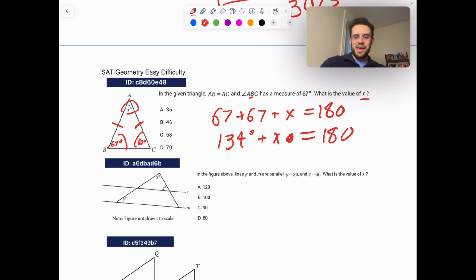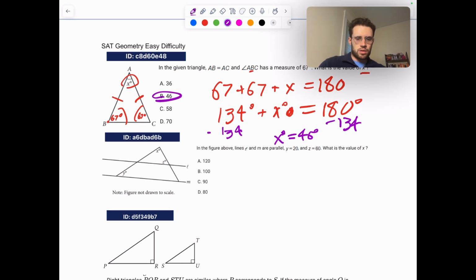All right, well, 134 plus x equals 180 degrees. So we can subtract 134 from both sides, which gives us that x equals 180 minus 134, which is 46 degrees. So x is 46.